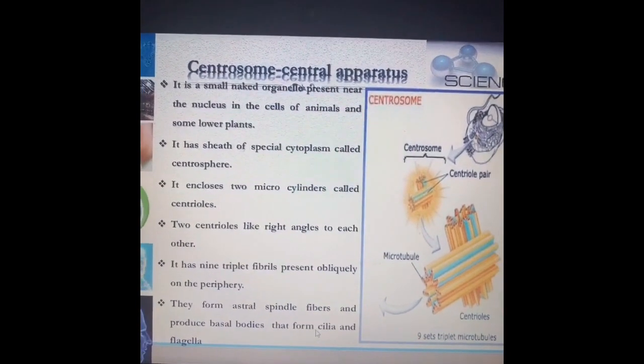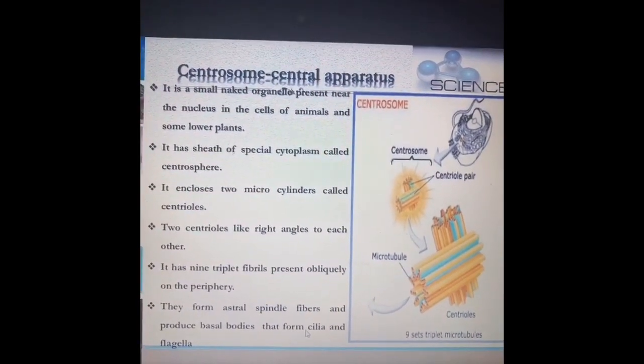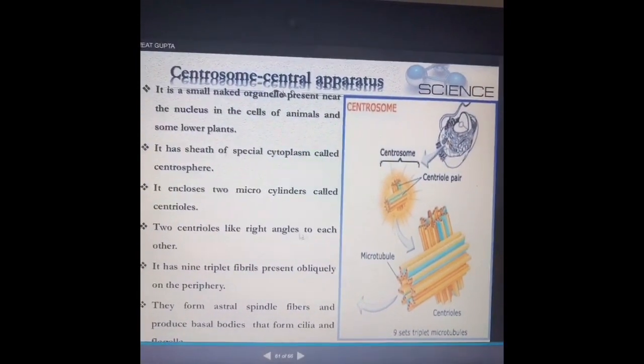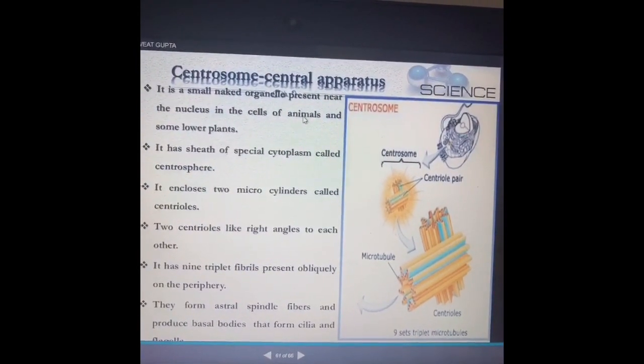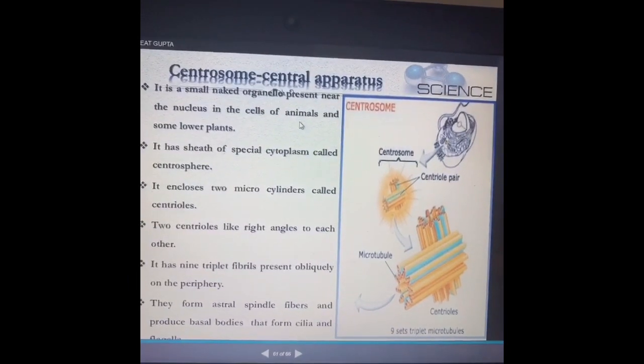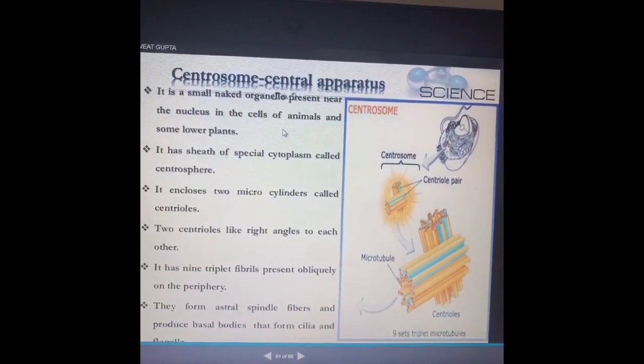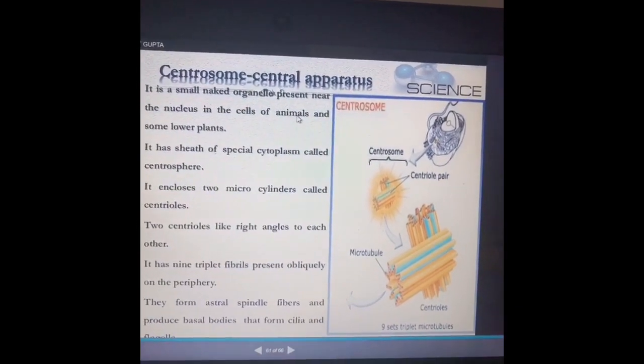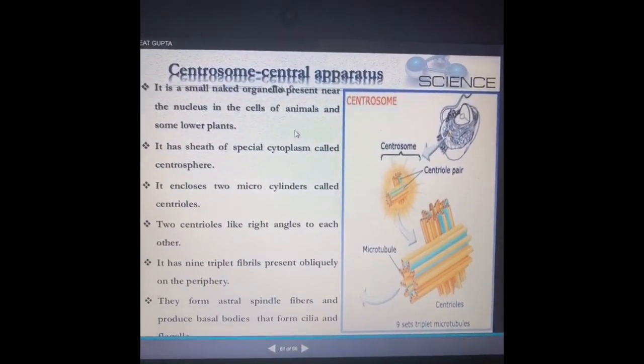Now, talking of another cell organelle, the centrosome, it is present only in animal cells. It is a small naked organelle present near the nucleus of the animal cell, and in some lower plants they are present. But then you don't have to remember this. You have to remember that they are present in animals.